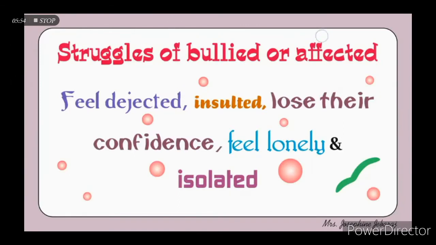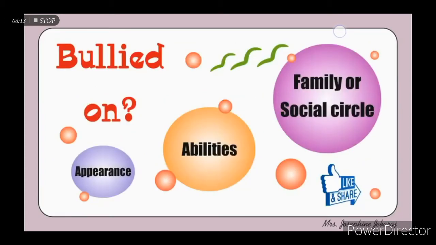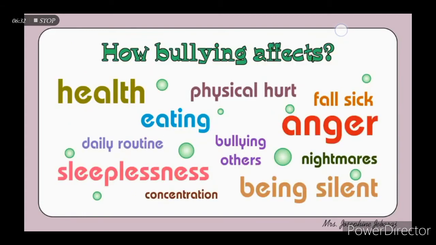Let's now go with point number 2, the behavior or struggles of people who are bullied or affected. Normally, children who are bullied feel dejected, insulted before others, lose their confidence, and feel lonely and isolated. They are mostly targeted on appearance like fat, thin or features, clothes, be it always loose or tight, abilities like playing games, talking or writing, and about family or social status. These comments affect the bullied person so much that it affects a person's health and daily routine.